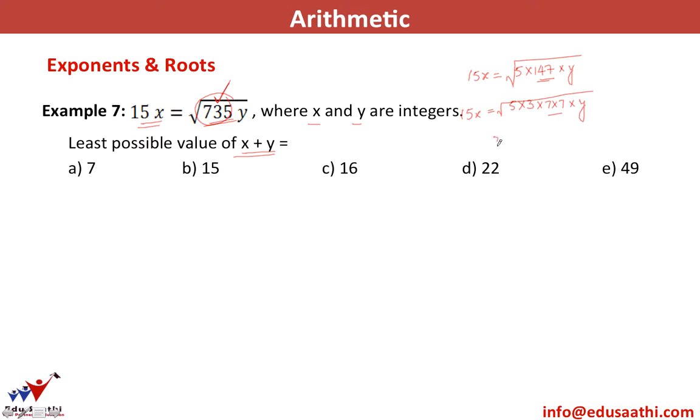Now if I look at it, 7 can be brought out, and inside I'll be left with 5 into 3 into y, and this is 15x. Now I have to find out the least possible value of x and y. Here I have 7, but on the left hand side there is no multiple of 7. That means x has to be a multiple of 7. What about this side? You have 15. I will not be able to make 15. So the value of y has to be at least 5 into 3, so that 5 and 3 come out. So the value of y has to be 15 and the value of x has to be a minimum of 7, giving me an answer of 15 plus 7 as 22.